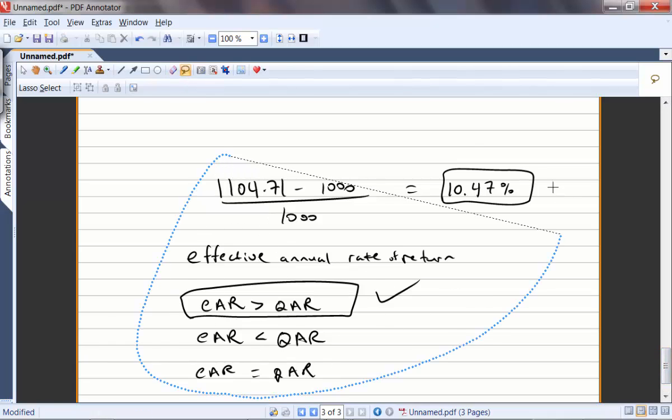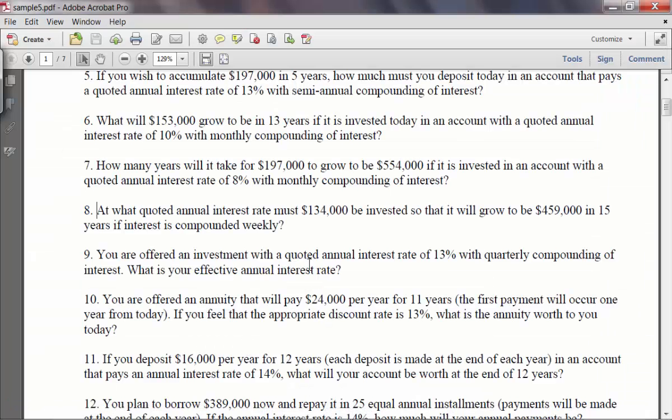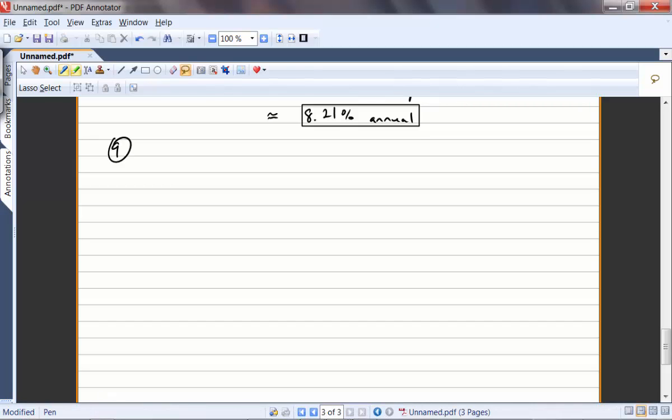So let's go ahead and look at the question one more time. You have an investment, quoted annual rate of 13% with quarterly compounding. What's your effective annual interest rate? To calculate the effective annual interest rate, it's equal to 1 plus the quoted annual interest rate divided by, I'll just put number here, where number is the number of compounding periods per year.